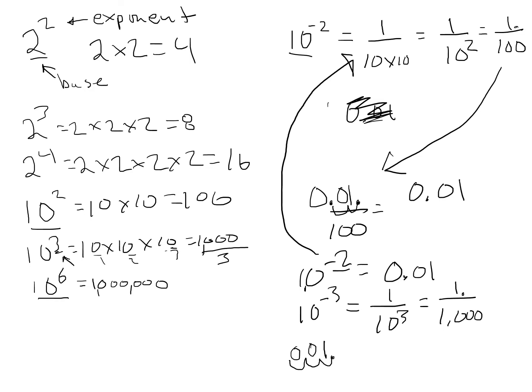0, 0, and there's our decimal point. And 0. So 0.001. And written more neatly, 0.001. Okay, so that is an introduction to exponents and what we do with exponents.